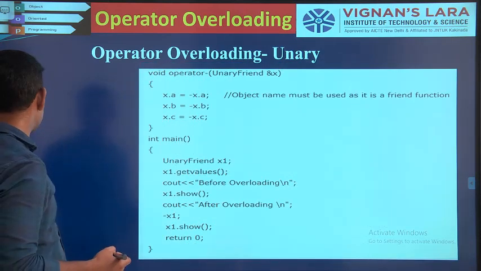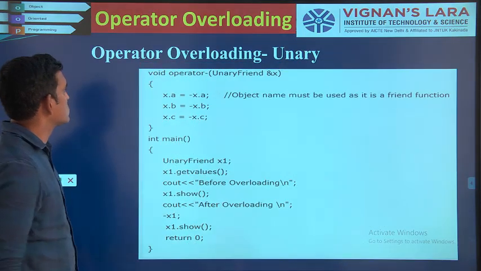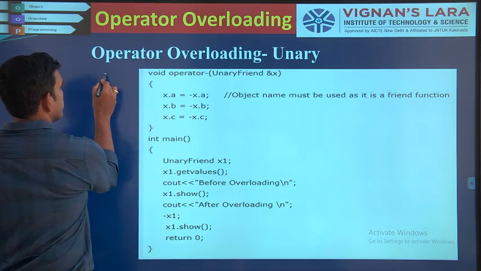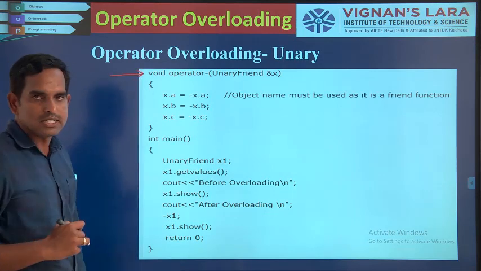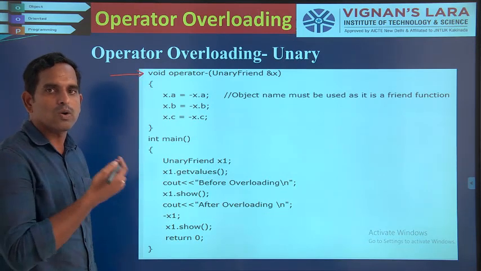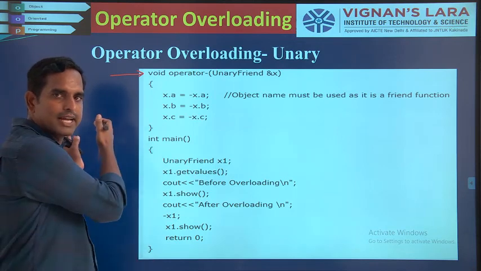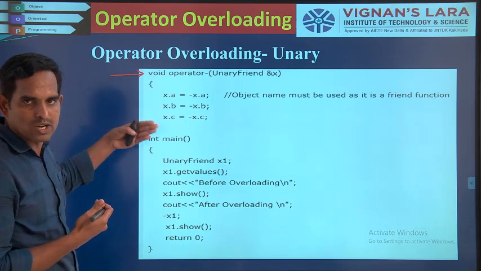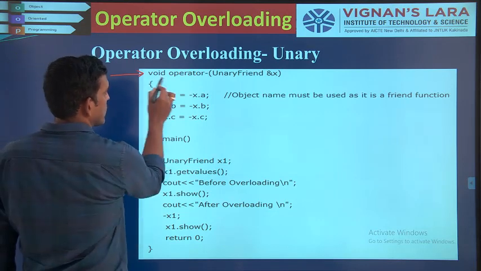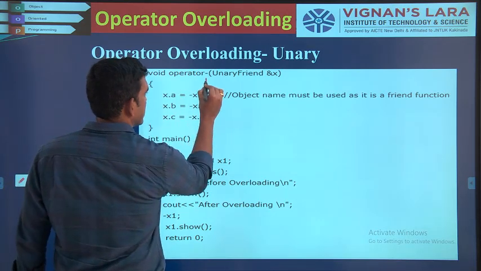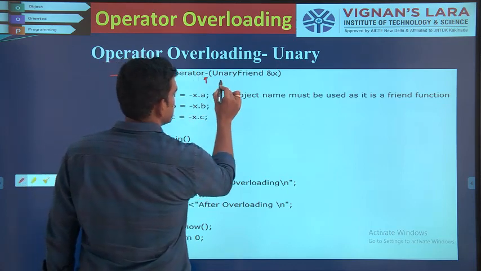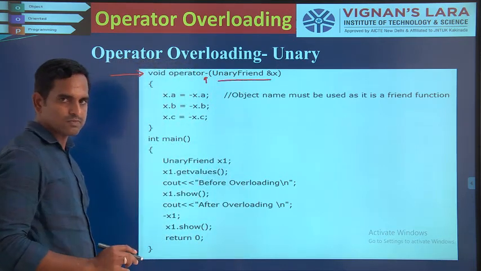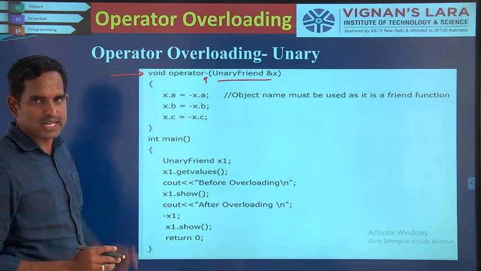So inside this, what I have done? I am defining my friend function outside, that is the unary overloading operator function which I declared as a friend function in the class. I am defining that particular function outside the class. What I have done: void operator minus, the unary minus, and inside that I have passed the reference of the object of the particular class.